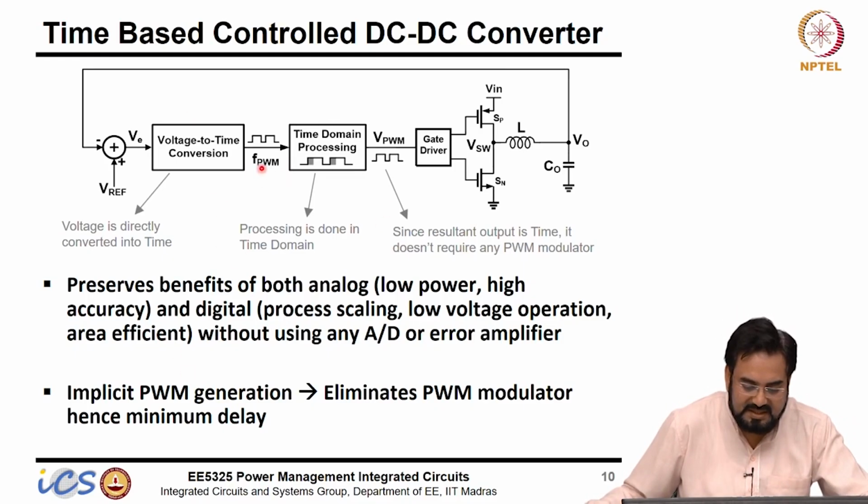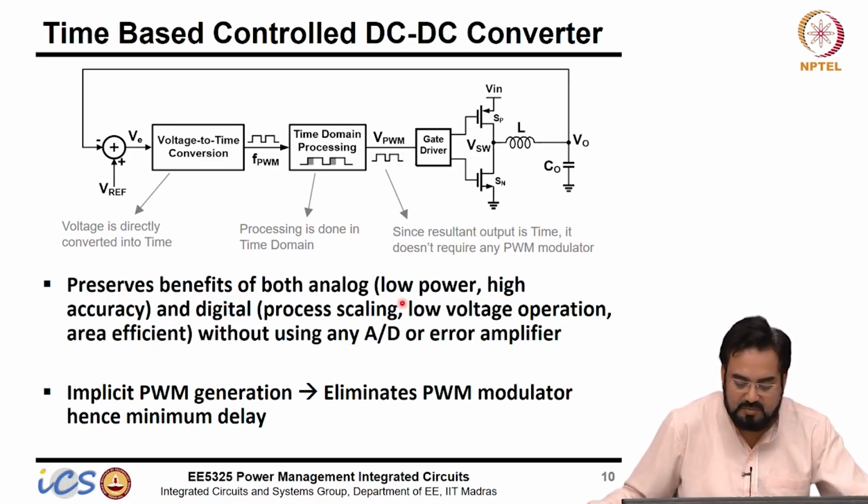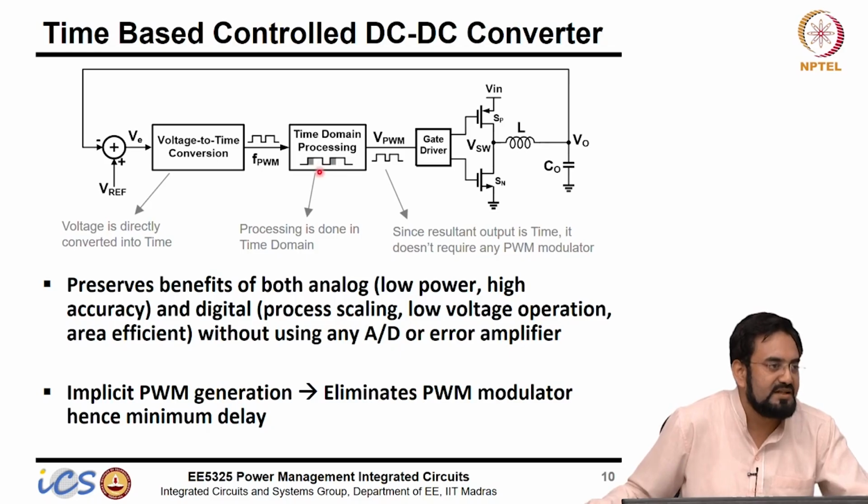So basically, if you look at it after converting to time, it's looking more like a clock, and a clock is nothing but a digital signal. So it looks like a continuous-time digital signal basically. So it preserves the benefits of both analog, which is low power and high accuracy, and digital, which is process scaling, low voltage operation, and area efficiency. And so we'll see that when we process in the time domain, we don't require any capacitor actually. So let's say for the integrator we required a very large capacitor.